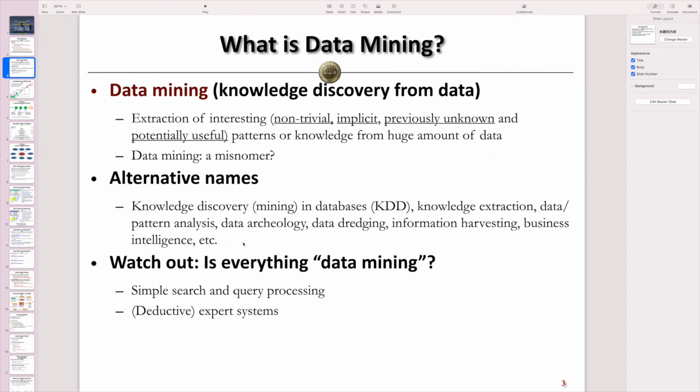Then you need to be very careful: is everything related to data data mining or not? We have some exceptions, right? Simple search and query processing, we cannot see as data mining. As well, expert systems based on deductive rules, we cannot see as data mining either, right? So we have some exceptions on this page.